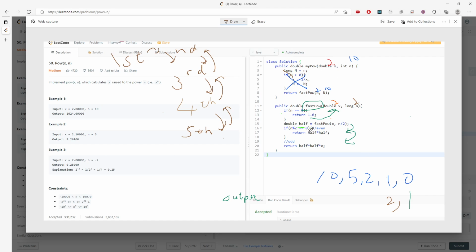Does my n mod 2 equal to 0? Yes. So what? 2 times 2, right? So this is 4, right? And then do the previous one, which is 5. Does n mod 2 equal to 0? No. So it's going to be what? Half times x. So what is my half? 4. 4 times 4. And then this is 16. 16 times 2, right? 32, right? So 2 to the 5th is 32, right?